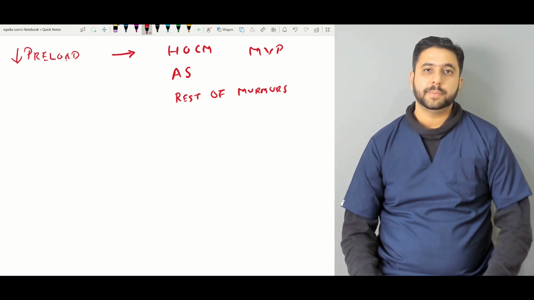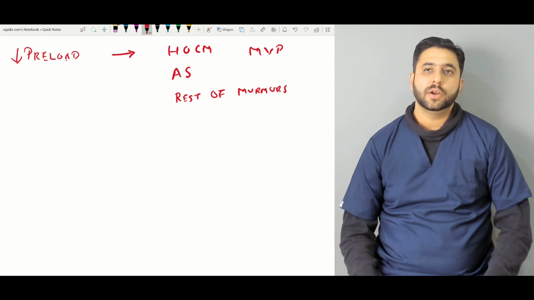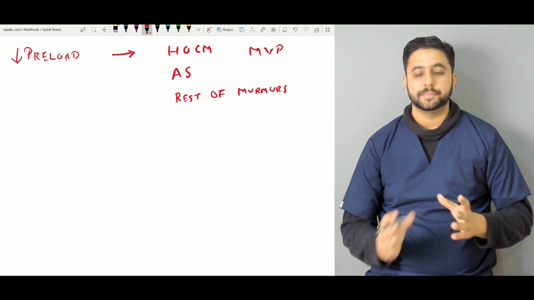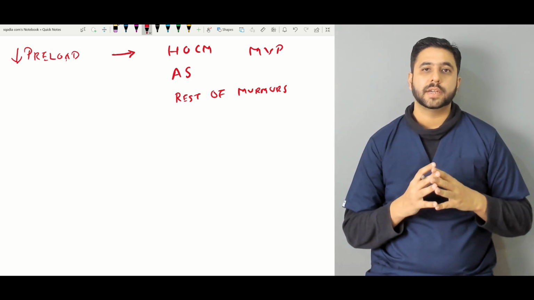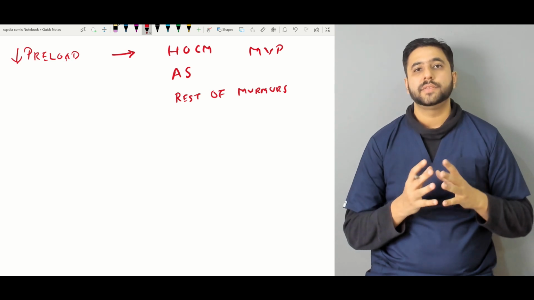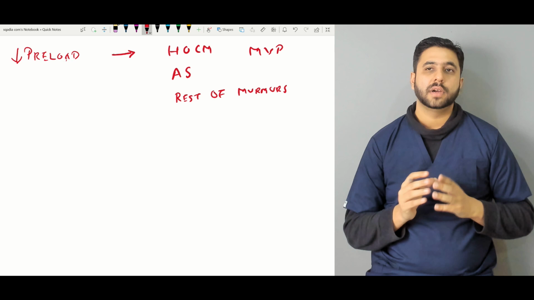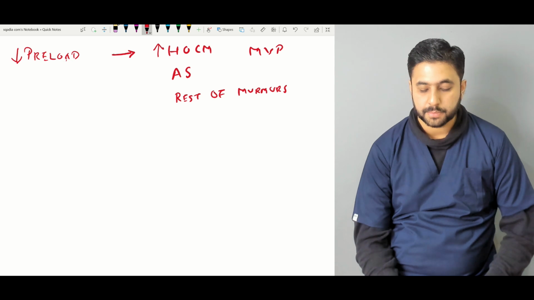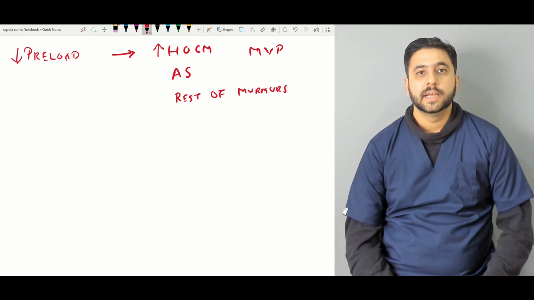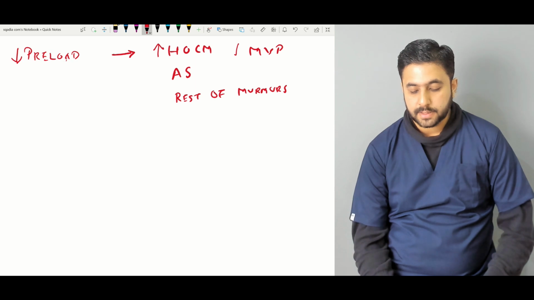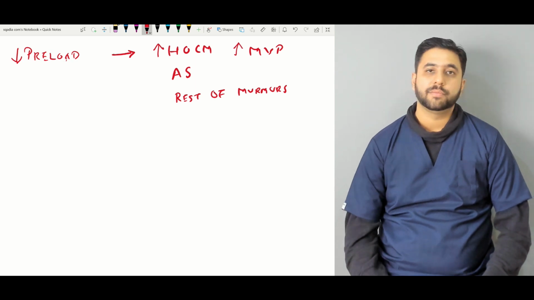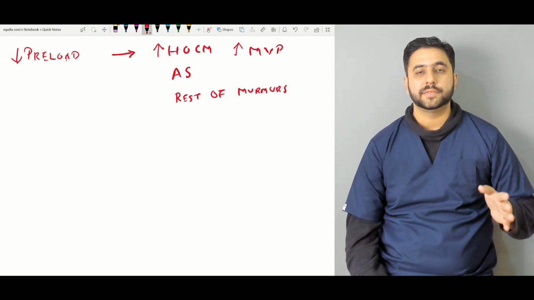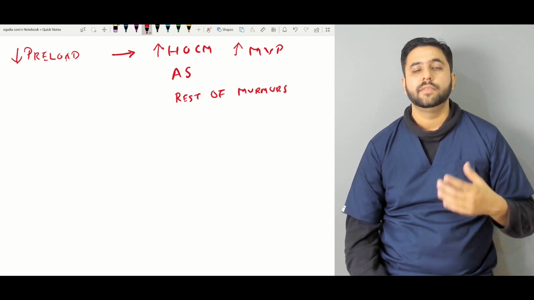So what happens with the decreased preload? Whenever there is decreased preload, the heart becomes kind of smaller because the blood flow to the heart slows down. So the obstruction, as in the case of hypertrophic obstructive cardiomyopathy, as I told you, will start getting more, and it will be difficult for the heart to get rid of the blood. So this will lead to an increase in the murmur of hypertrophic obstructive cardiomyopathy. Similarly, as these two murmurs mirror each other, the murmur of the mitral valve prolapse also increases. This means that the mid-systolic click will start shifting towards S1, and the duration of the murmur will also increase.